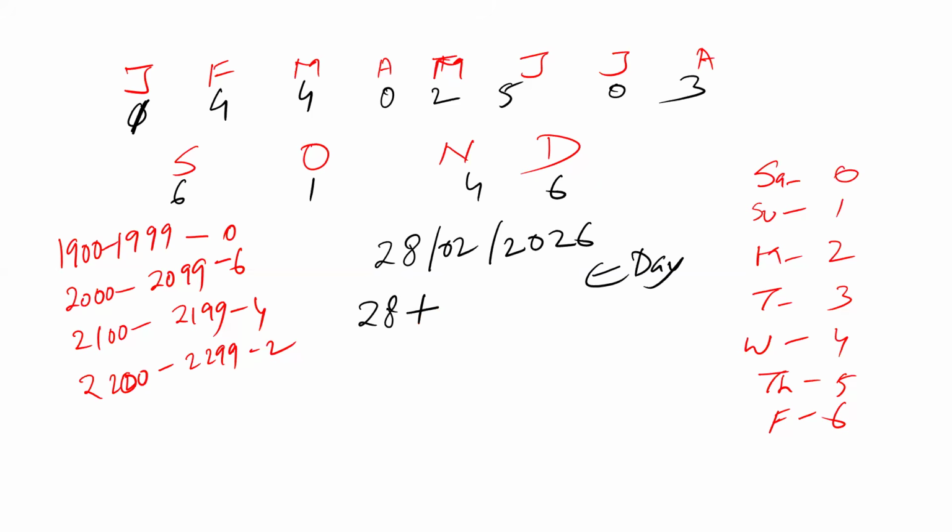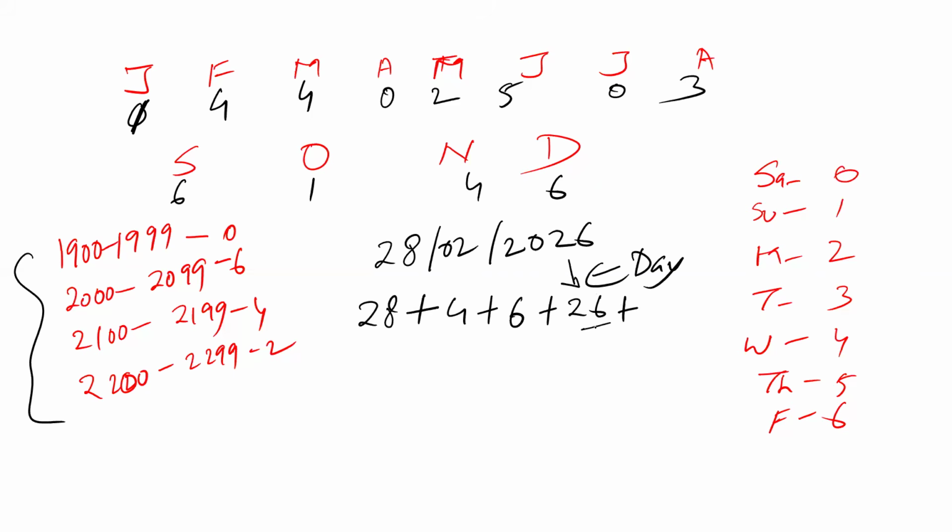28 plus. Go for the month. Which month? February. What is the code of February from the top table? February is 4. Next, go to year code. The year is 2026. From the left hand side table, 2026 year code is 6. Fourth value: copy the last two digits of the year.